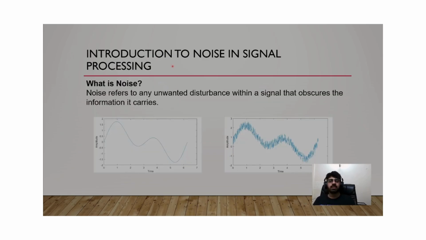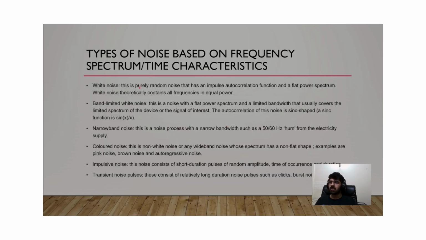So, what is noise? Noise refers to any unwanted disturbance within a signal that obscures the information it carries. Like here, we can see our signal, which does not have any noise, and here is a signal in which noise has been introduced. As we can see, our signal is now obscured or distorted. We have various types of noise based on their frequency spectrum. We have white noise, band limited white noise, narrowband noise, colored noise, impulsive noise, transient noise pulses.